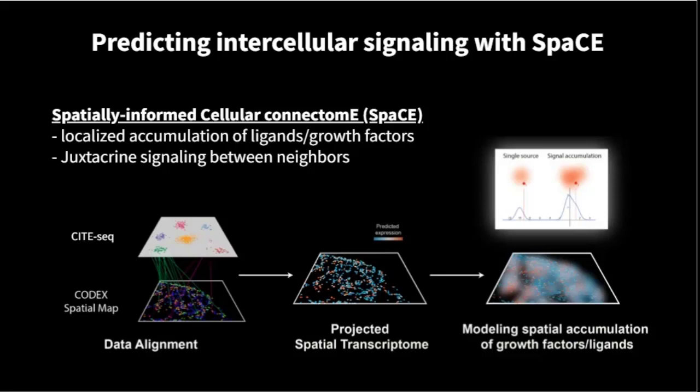And what we've been focusing on is taking this projected spatial transcriptome to then model the spatial accumulation of growth factors and ligands, and then also predict juxtacrine signaling between cell-cell neighbors, focusing on signals that require physical cell-cell contact.